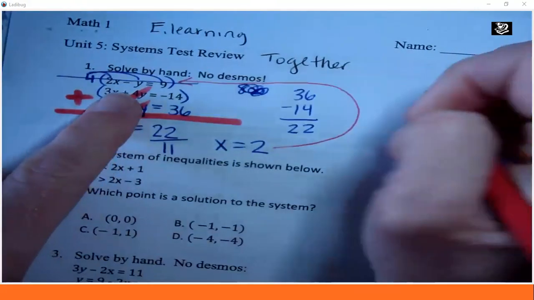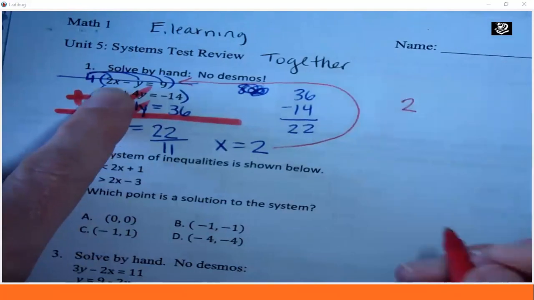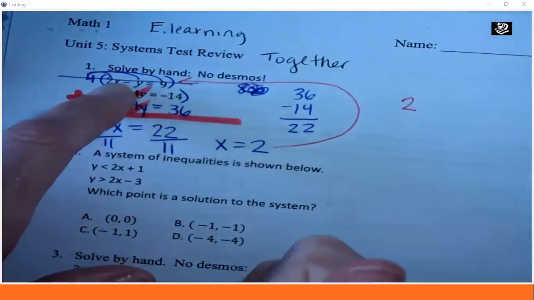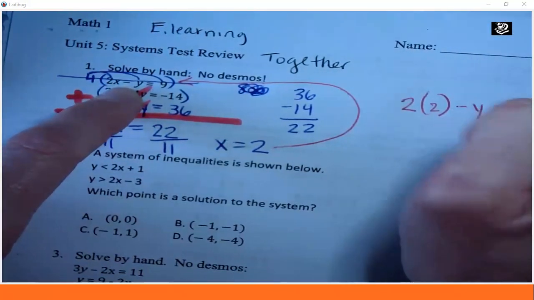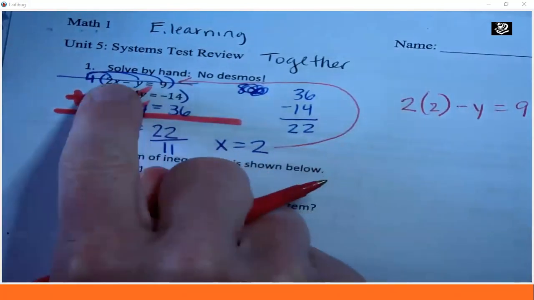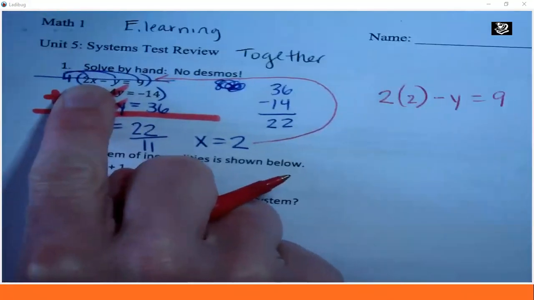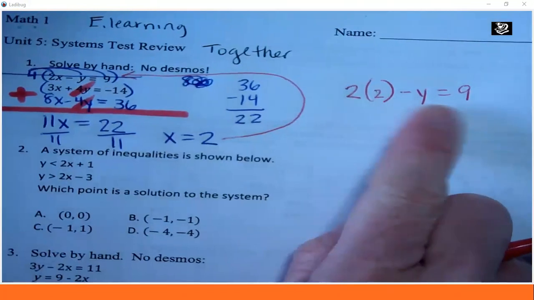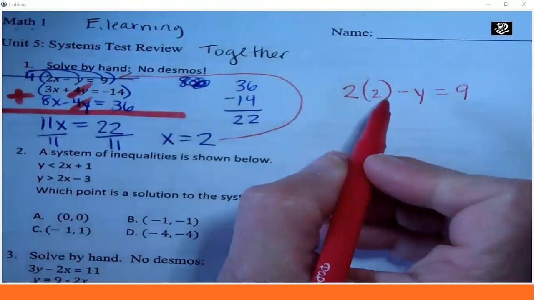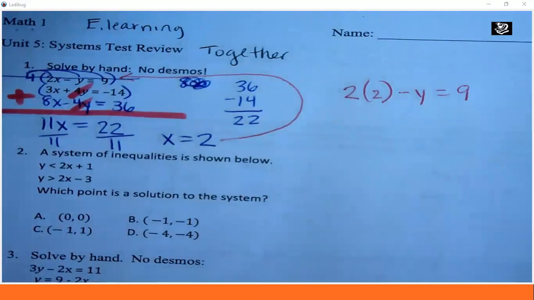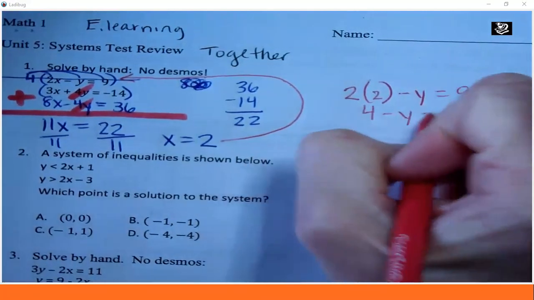So I'm going to plug it back in up here. I'm not going to write 2x. I know what x is. What is x? 2. So I'm going to put in a 2 in the x spot, minus y equals 9, because x is 2. QJ, what can I do next right here? Paula, what can I do next right here? Good. So I get 4 minus y equals 9.